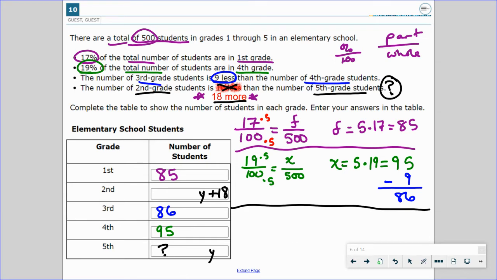Well, let's find out. What we know right now is 85 students are in 1st grade, y plus 18 students are in 2nd, 86 in 3rd, 95 in 4th, and y in 5th. And if we were to add up all these students, it would equal a total of, you guessed it, 500.